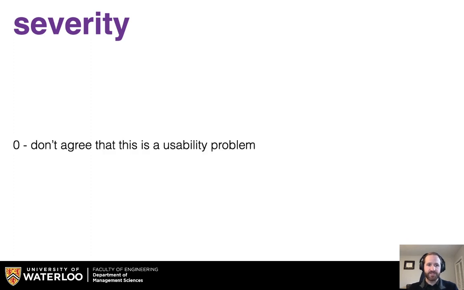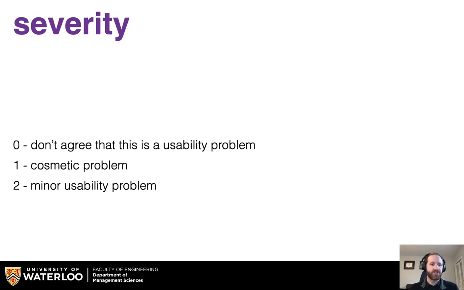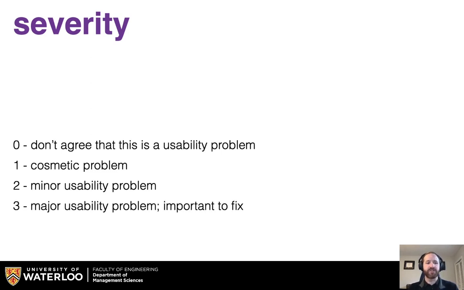You have different levels. 0 is I don't agree that this is a usability problem. 1 is a cosmetic problem. 2 is a minor usability problem. 3 is a major usability problem, important to fix. 4 is a usability catastrophe. It's imperative to fix.